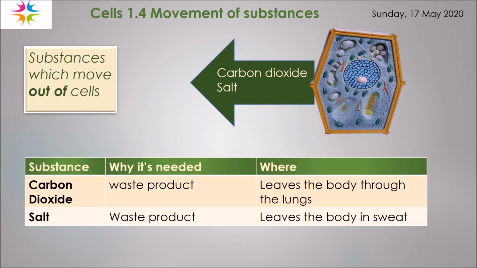Right, now we're going to look at the substances which move out of a cell. These are generally waste products. So two of them are carbon dioxide, which leaves animals through the lungs, and salt, which is a waste product which leaves animals in sweat.